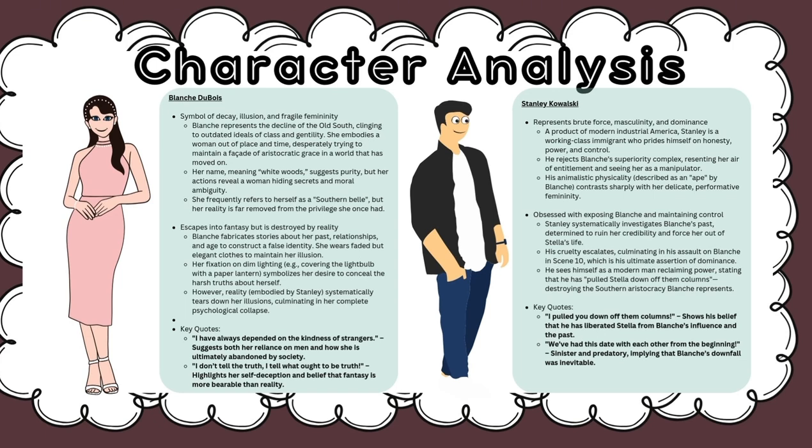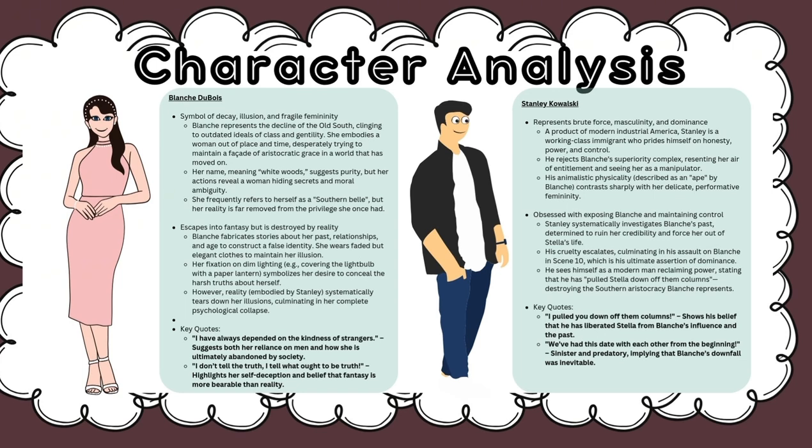He's obsessed with exposing Blanche and maintaining control. He systematically investigates Blanche's past, determined to ruin her credibility and force her out of Stella's life. His cruelty escalates, culminating in his assault on Blanche in scene 10, which is his ultimate assertion of dominance. He sees himself as a modern man reclaiming power, stating that he has pulled Stella down from them columns, destroying the southern aristocracy Blanche represents.